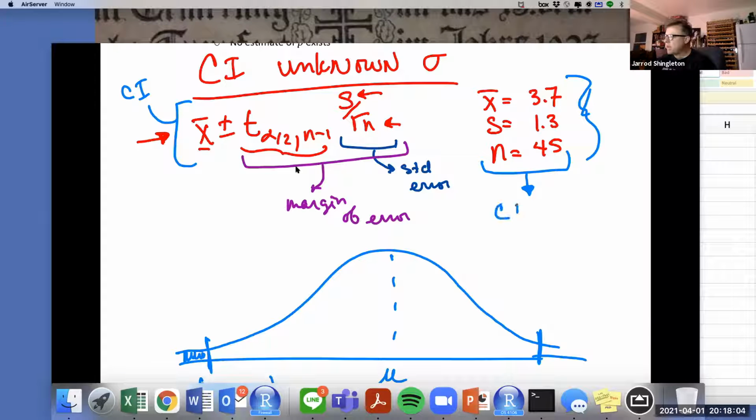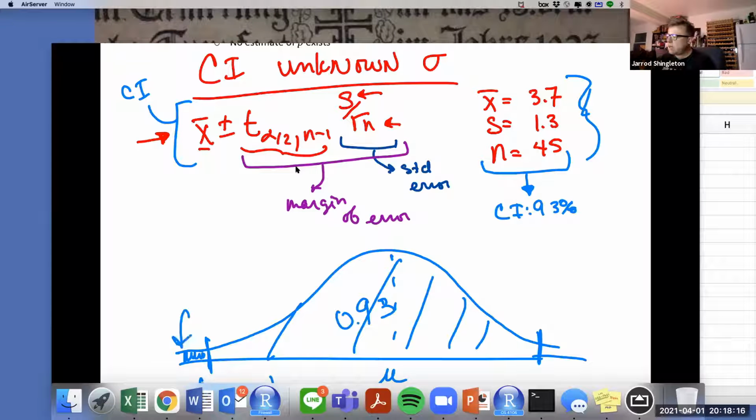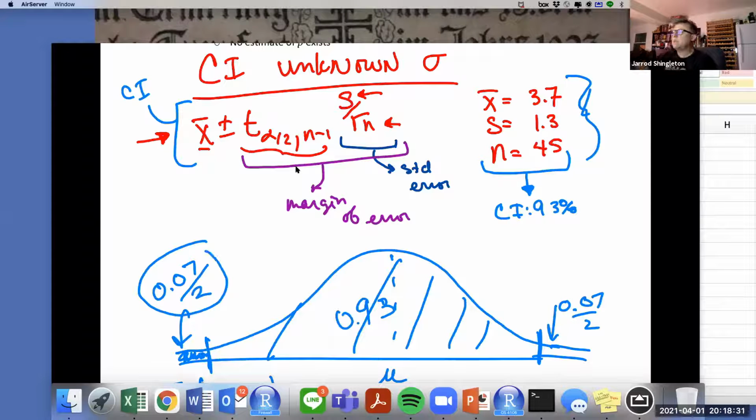where this area is whatever my confidence interval. Let's do a confidence interval of 93%. I like 93%. So 0.93 is going to be this area under the curve right here. That means this area and this area, which have to be the exact same, are going to be whatever's left. 0.07 divided by 2, 0.07 divided by 2, okay? So let's get this number where this area under the curve is 0.07 divided by 2.